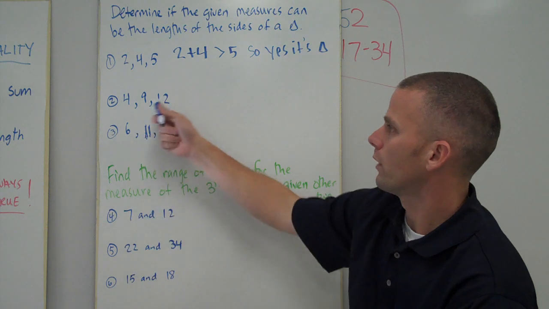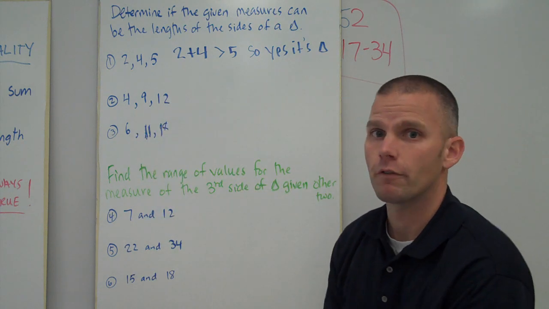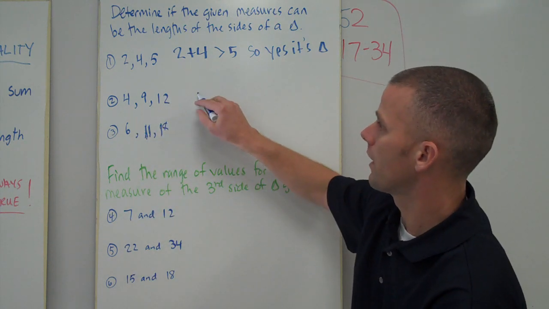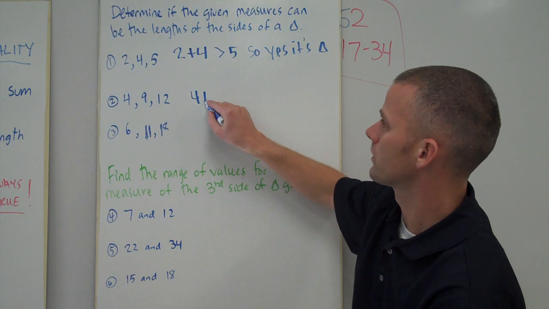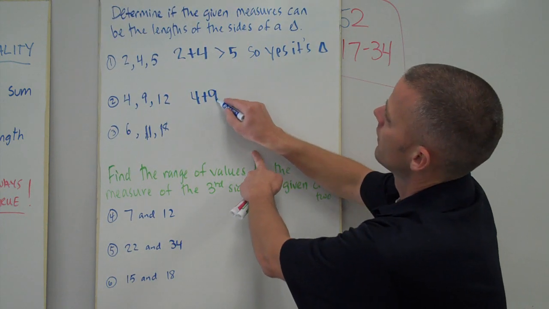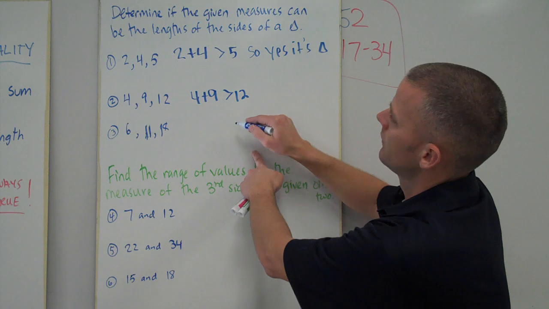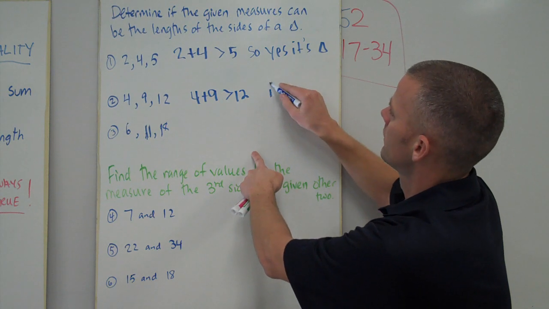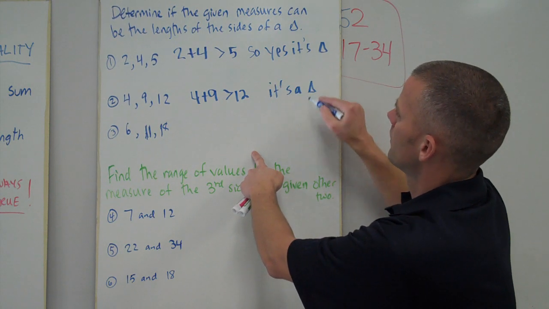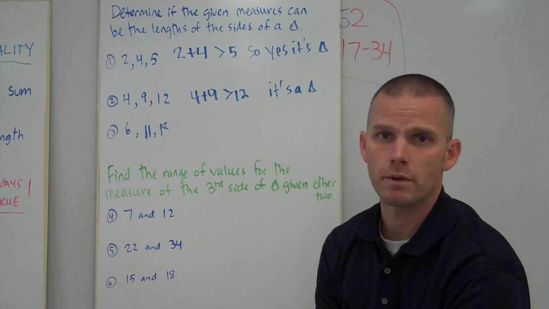Okay. 4, 9, and 12. Again, focus on the two smallest sides. Add those together. If I take 4 plus 9, is that greater than 12? Yes, it is. So I know that those three lengths can make up the sides of a triangle.